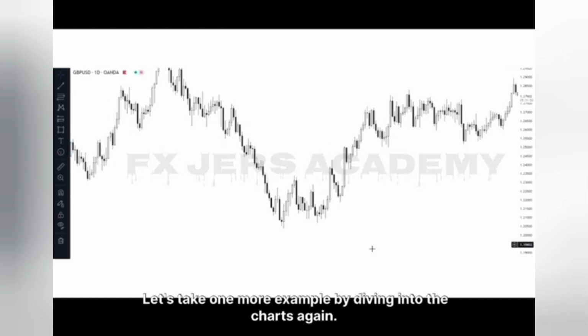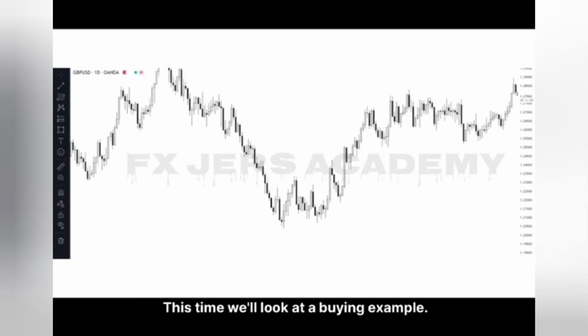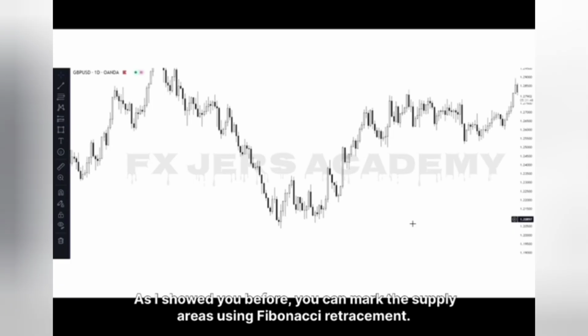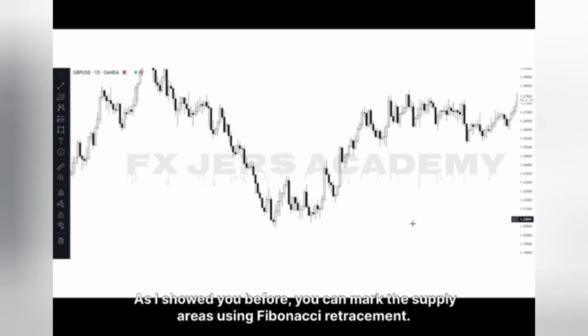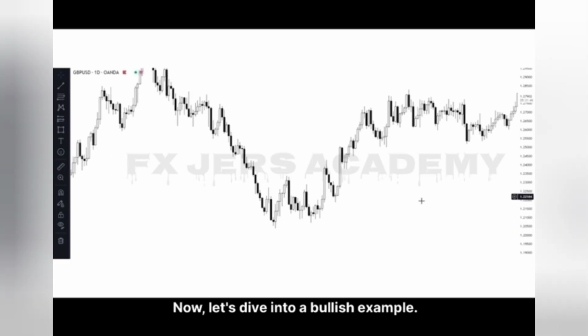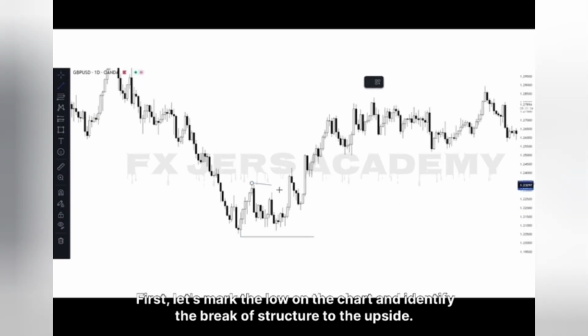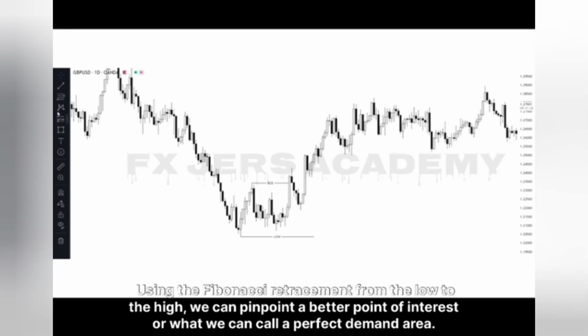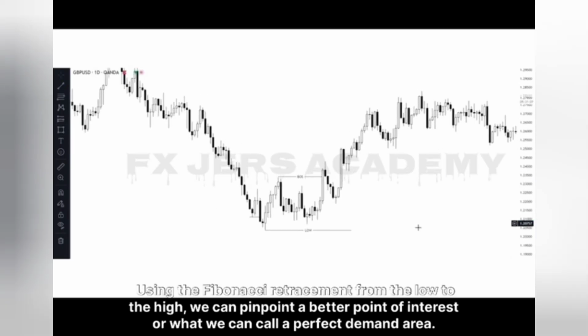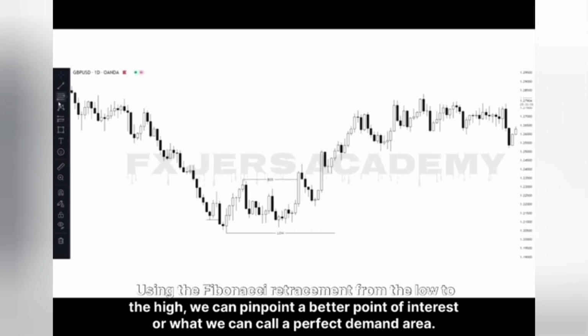Let's take one more example by diving into the charts again. This time we'll look at a buying example. As I showed you before, you can mark the supply areas using Fibonacci retracements. Now, let's dive into a bullish example. First, let's mark the low on the chart and identify the break of structure to the upside. Using the Fibonacci retracement from the low to the high, we can pinpoint a better point of interest, or what we can call a perfect demand area.